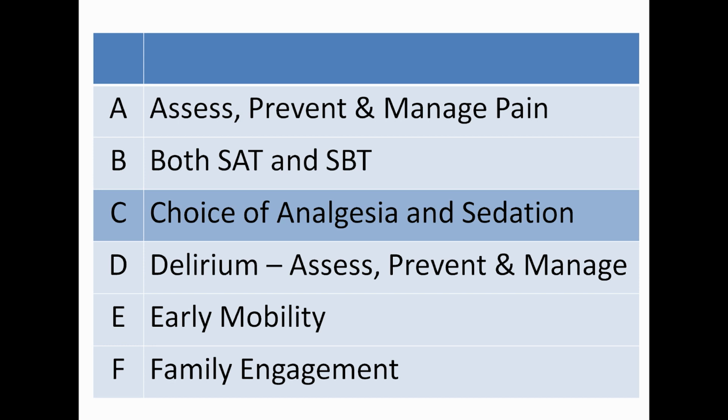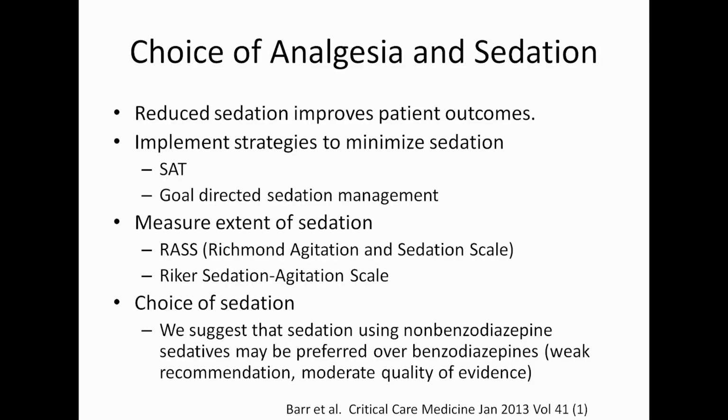We turn next to choice of analgesia and sedation. This is important because being thoughtful of the type and the amount of sedation has been shown to impact patient outcomes. The major focus in implementing the bundle around this element is to have a strategy in place that will minimize sedation. We already talked about one of these strategies, which is the performance of the spontaneous awakening trial. Another mechanism to do this is to make sure that your orders for sedation are goal-directed, so that the order will have tied with it titration of a sedation medication to a particular sedation score, such as a RASS score of 0 to -1.